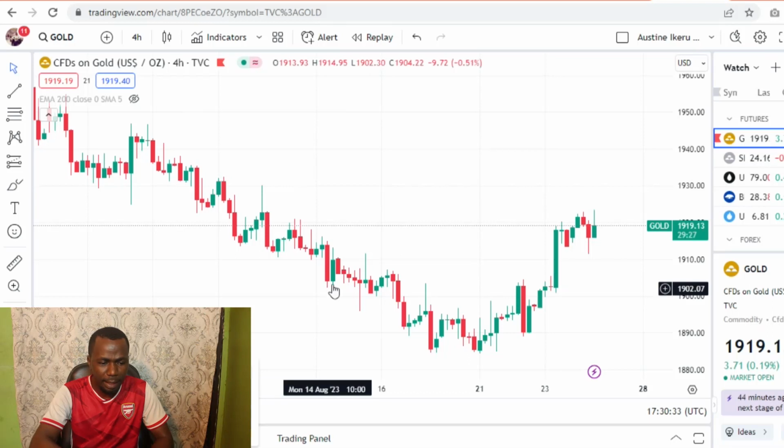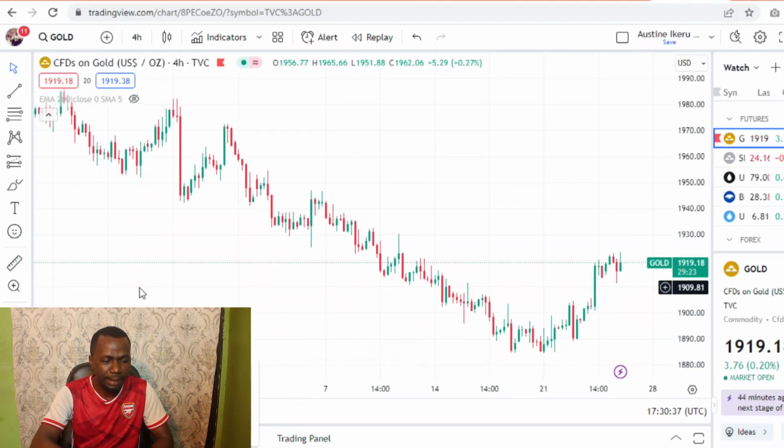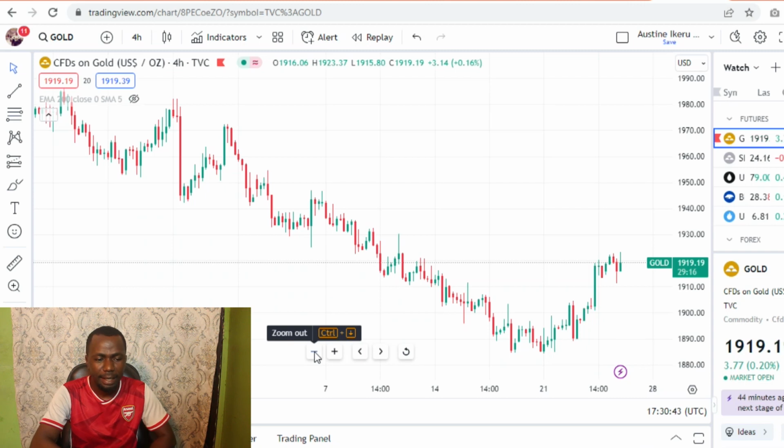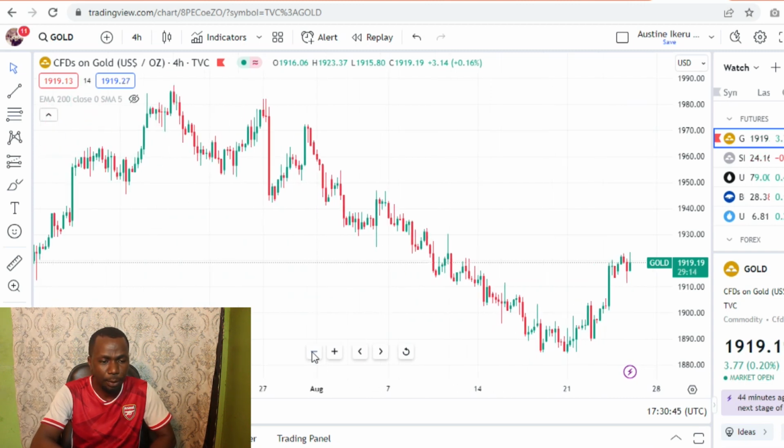Before you start trading, the first thing that you need to do as a price action trader is to look at the market structure. The first thing you need to do whenever you want to trade is to look at the market structure. When we open the chart here, we can see the market clearly. This is a 4-hour time frame.